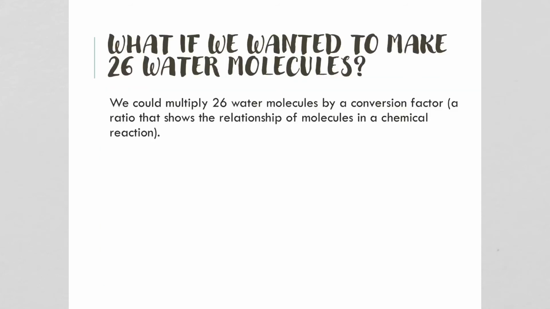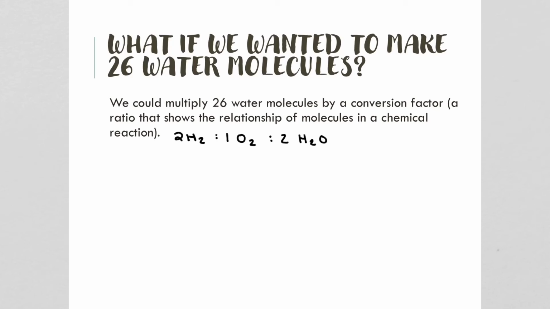So what if we wanted to make 26 water molecules? Well, we could use some proportional reasoning like we learned in grade 9 math. And we could multiply the 26 water molecules by a conversion factor to find out how many hydrogens and oxygens we need. Because that conversion factor would be a ratio that shows the relationship of molecules in a chemical reaction. So first of all, we need to remind ourselves of the ratio. So we have 2 hydrogens to 1 oxygen to 2 waters.